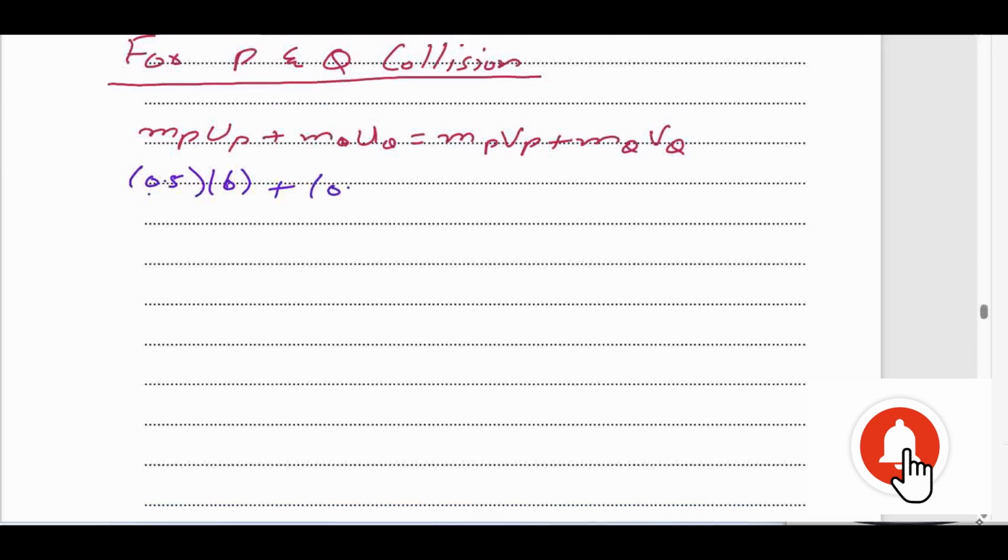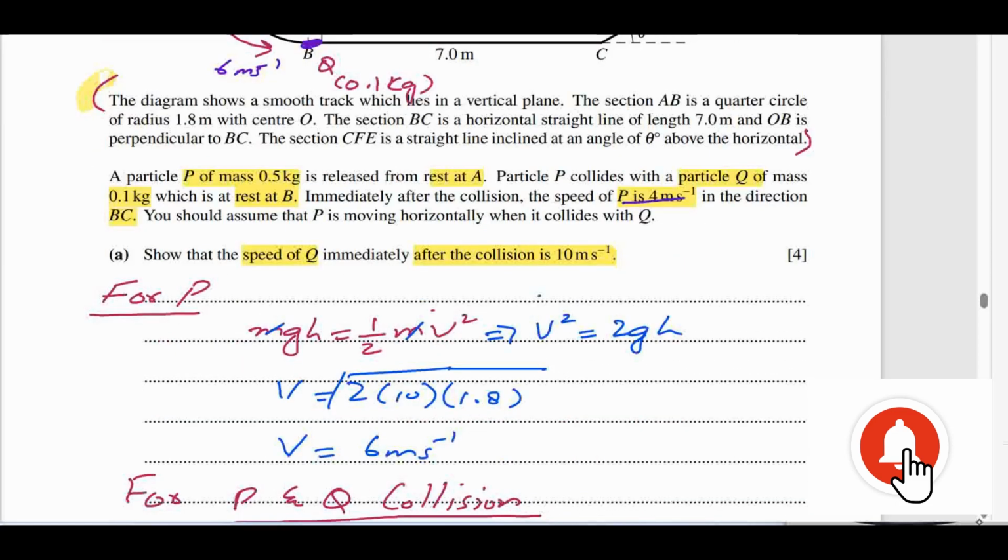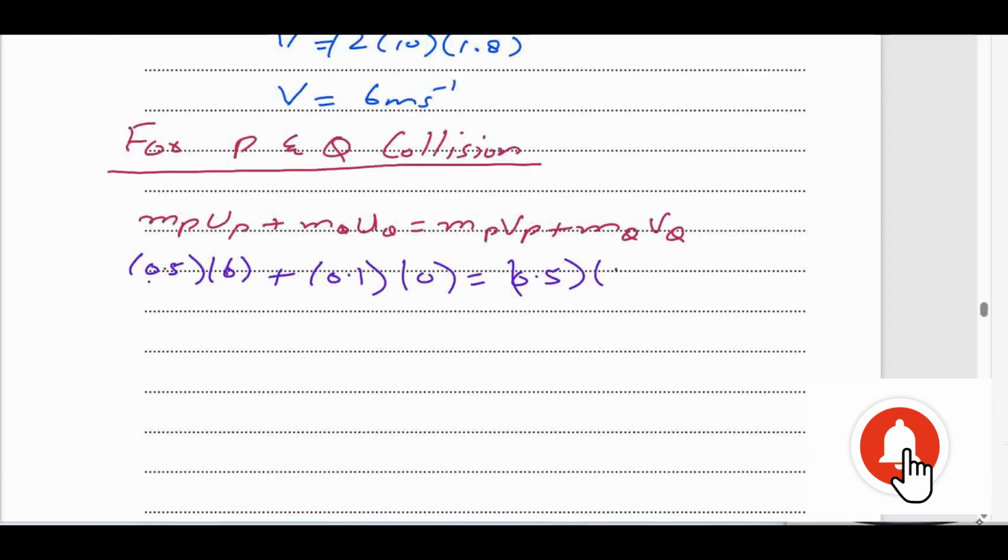So this will be 0.1 into, इसकी रेस्ट पे था तो वेलोसिटी 0 थी, then 0.5 into इसकी वेलोसिटी पार्टिकल पी की गिवन है कि ये 4 है, ये लिखा था यहाँ पे कि आफ्टर कोलिजन इसकी वेलोसिटी थी 4 मीटर्स पर सेकेंड, सो दैट इज़ वाई दिस विल बी 4 प्लस पार्टिकल क्यू की वेलोसिटी, मास 0.1 है और इसकी आफ्टर कोलिजन हमें नहीं पता, इसको VQ ही रखेंगे.